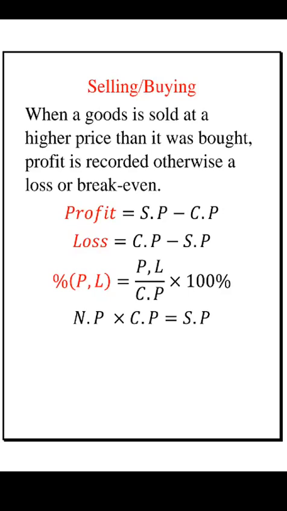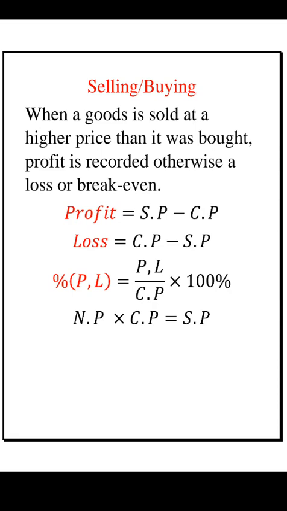Good afternoon. So today we want to look at buying and selling. When we buy goods and we sell it, we are going to make profit, and sometimes we make loss. Both profit and loss can be expressed as percentage of the cost price. So profit over cost price multiplied by 100% will give us percentage profit. Loss over cost price multiplied by 100% will give us percentage loss.